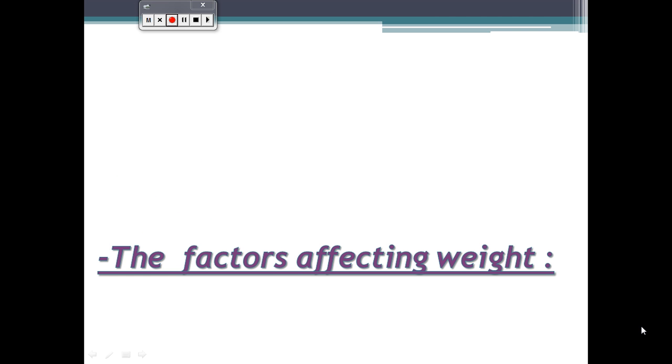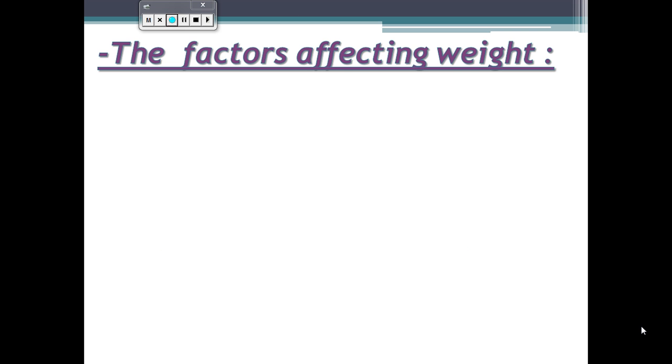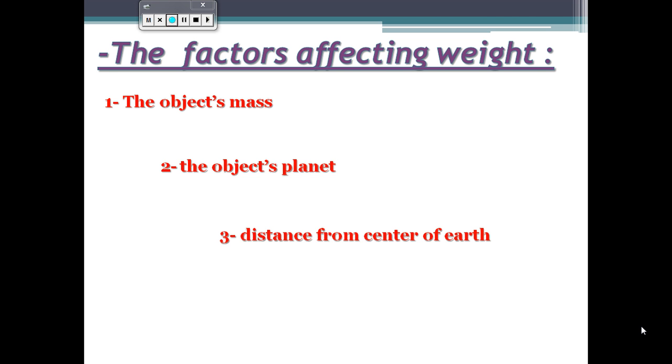The factors that make the weight change. Remember that weight changes; it's not constant. Number 1, object's mass, number 2, object's planet, and number 3, distance from center of Earth. So we can say that the factors affecting weight are object's mass, object's planet, and distance from center of Earth.